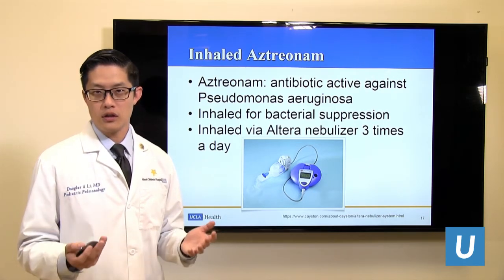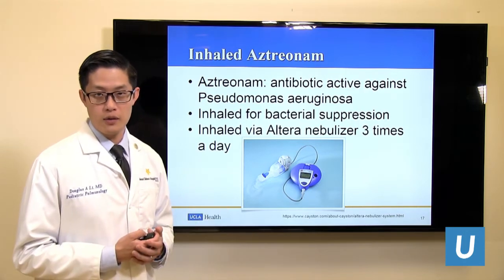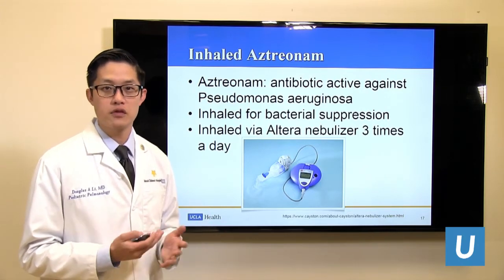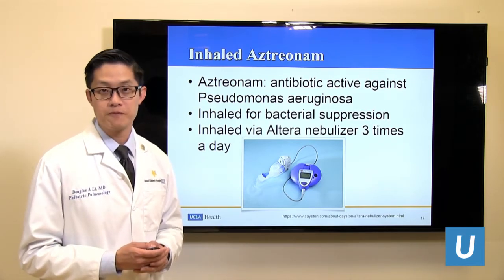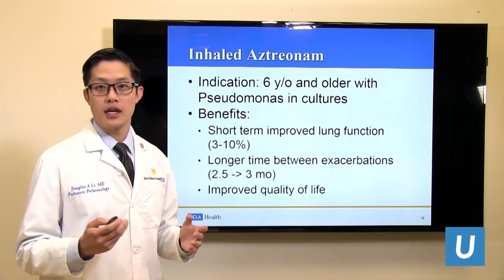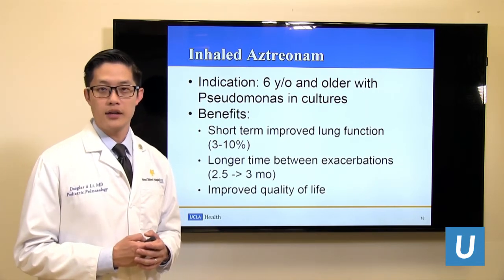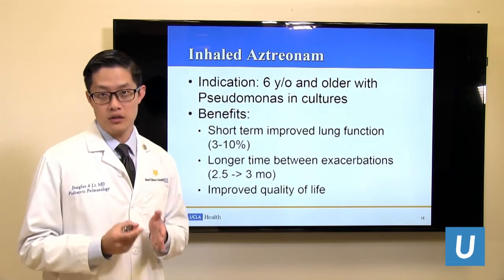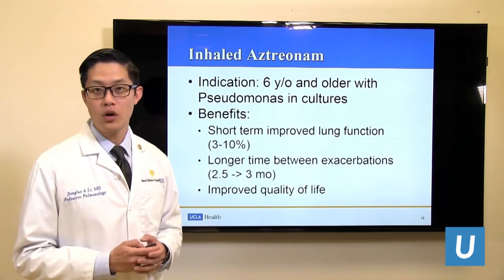So if you think the third time might be a little difficult, the good thing to know about this medication is that each nebulization only takes a few minutes versus 15 minutes or so. So shorter nebulizations, but it has to be taken 3 times a day to be effective. And it is indicated, similarly, for those aged 6 and older with Pseudomonas aeruginosa in your airways. It does have the benefit of improved lung function, improved time between exacerbations, so we're going to lengthen the time between exacerbations so there's overall fewer of them, and improved quality of life.